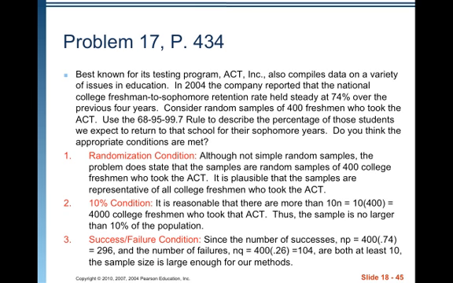So since the number of successes, n times p, 400 times 0.74, equals 296, and the number of failures, n times q, 400 times 0.26, equals 104, they're both at least 10, so the sample size is large enough for our methods. Guys, notice it took some writing to check these conditions and demonstrate that I know what I'm doing with them.